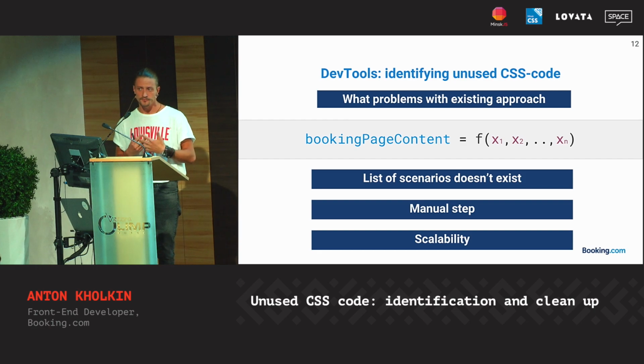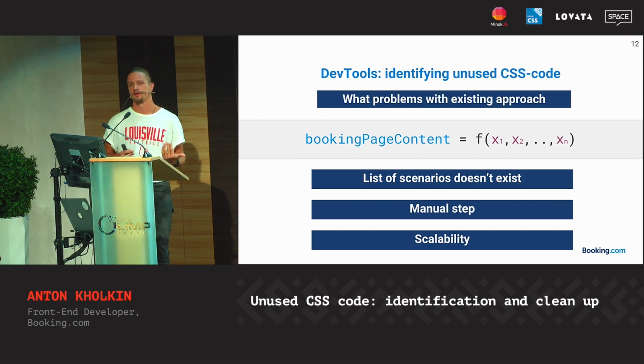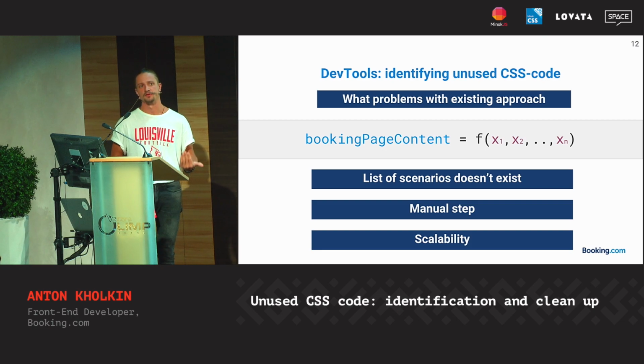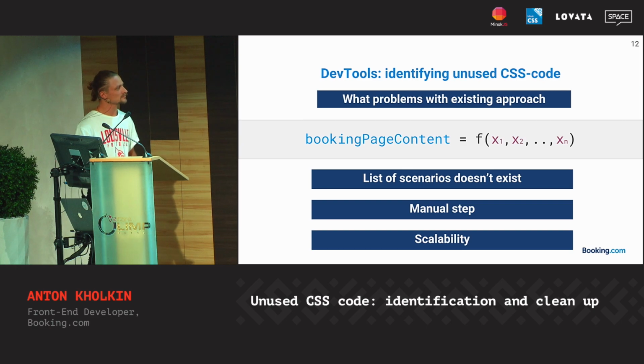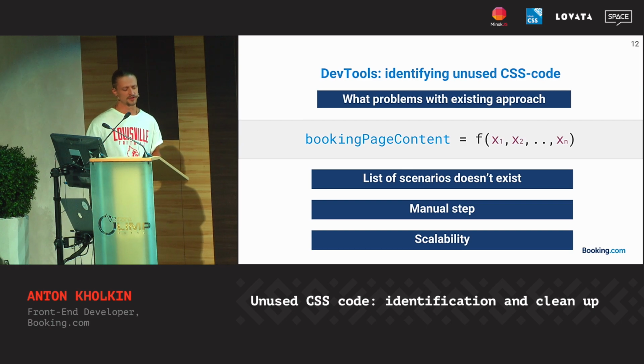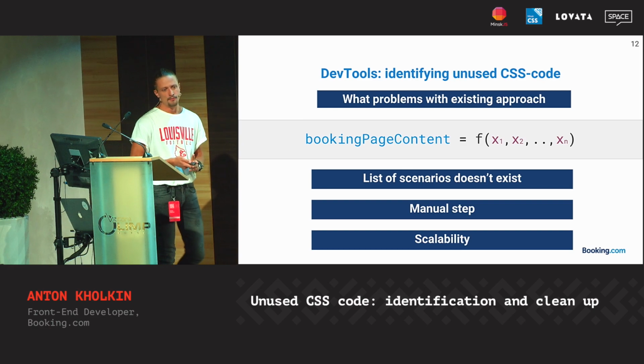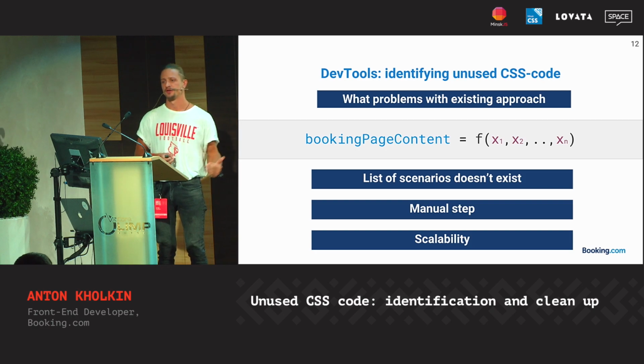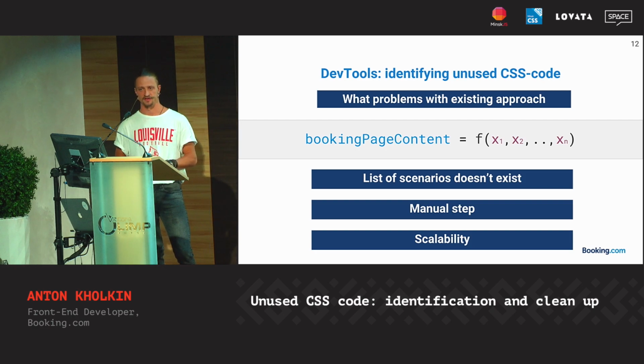And we don't really have the list of the scenarios on the web page because of that. So it's impossible to keep it up to date because the new experiments start and stop, and it's really, really hard to keep it up to date. There is no need for that. And also there is a manual step. Using the Google Chrome DevTools means that you need to go on your page and click all possible things in order to gather the coverage.